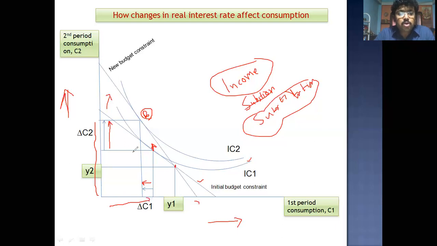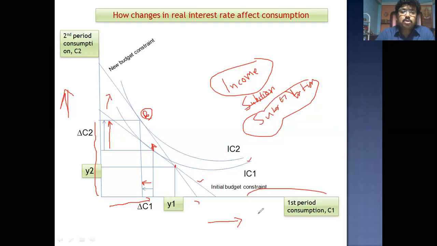Okay, so because of the substitution effect, the first period consumption declines and second period consumption increases. But depending on the income effect, both periods' consumption will increase. So it depends upon the power of the substitution effect. If the power of the substitution effect is high, then the second period consumption will increase compared to the first period consumption.